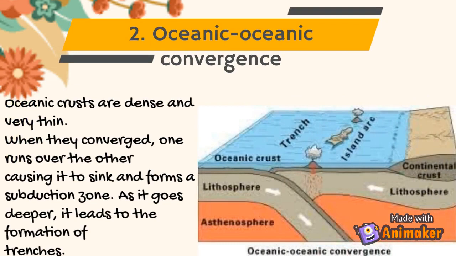Second, we have oceanic convergence. Oceanic crusts are dense and very thin. When they converge, one runs over the other causing it to sink and forms a subduction zone. As it goes deeper, it leads to the formation of trenches.